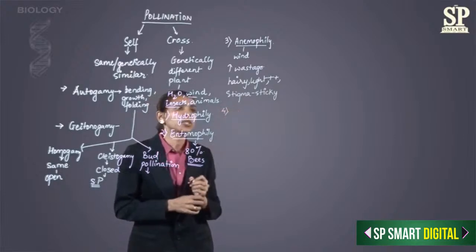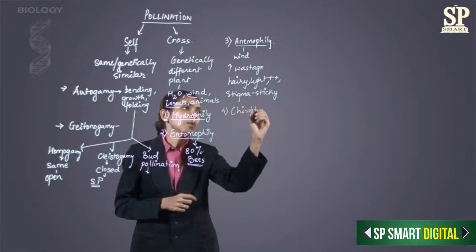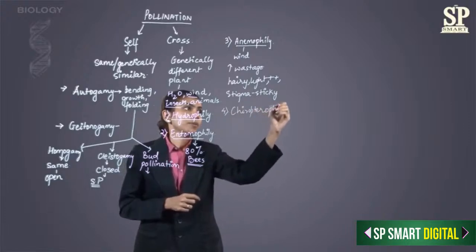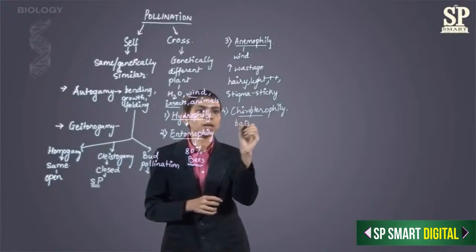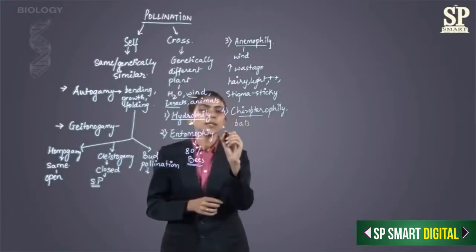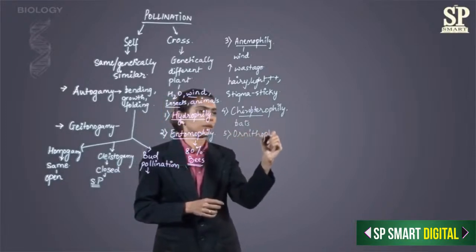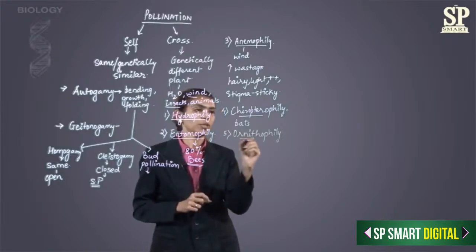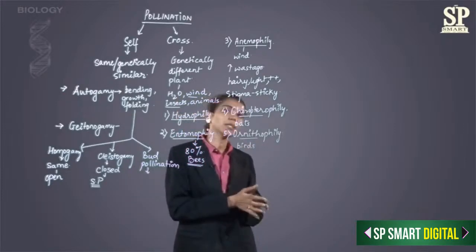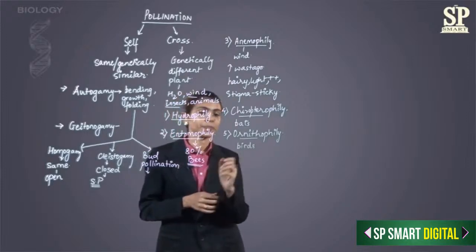Then we come to pollination carried out by bats, that is called chiropterophily. Chiropterophily is when bats are responsible for pollination. Another type is ornithophily. In ornithophily, the agents responsible for pollination are birds. So when birds are the agents for pollination, the flowers are again colorful and attractive, with a lot of nectar being produced.